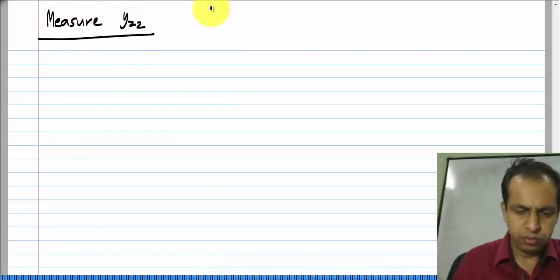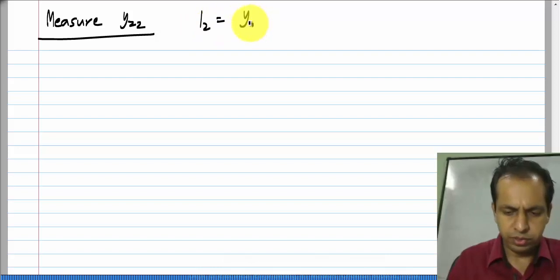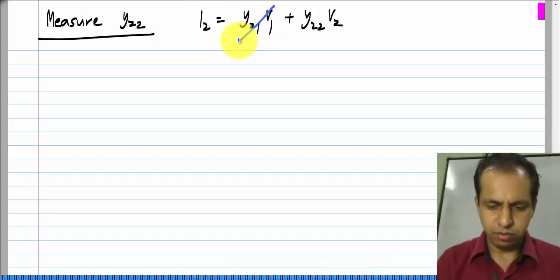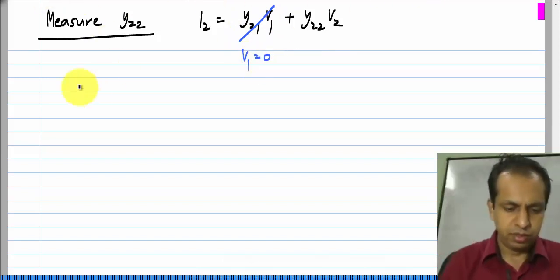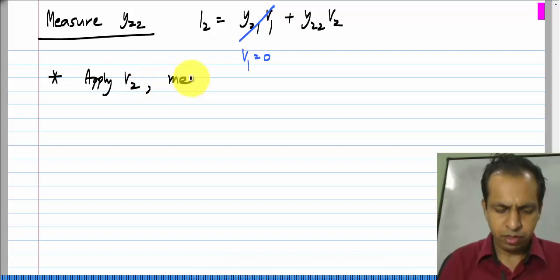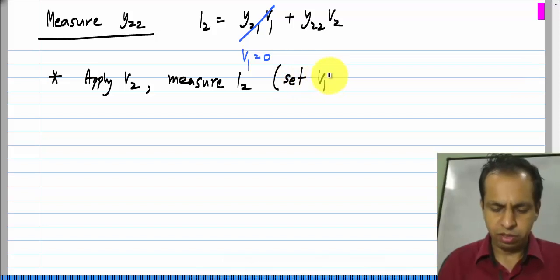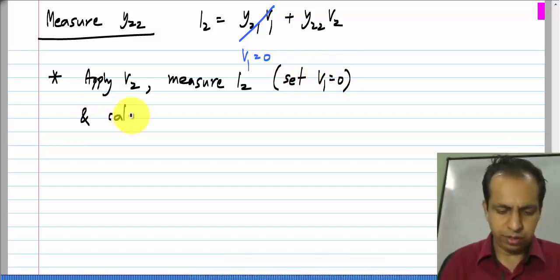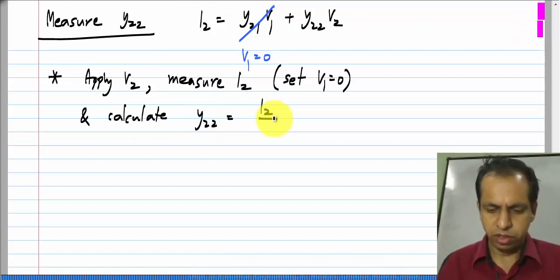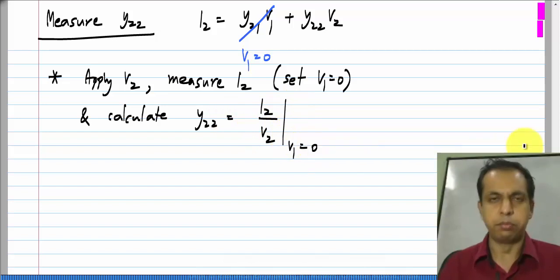And finally, to measure Y22, I2 is Y21 V1 plus Y22 V2, and to measure Y22, we set V1 equal to 0, so that that term goes away, and we apply V2, measure I2 after setting V1 to 0 and calculate Y22 as the ratio of I2 by V2 with V1 being 0.